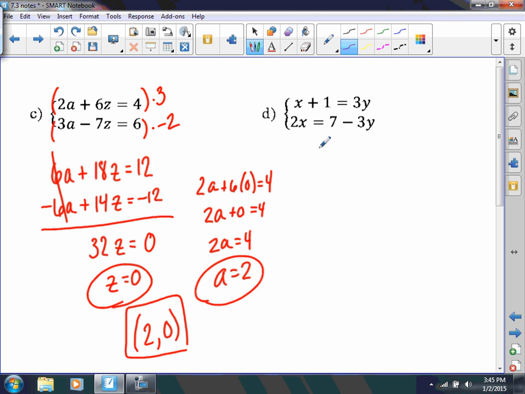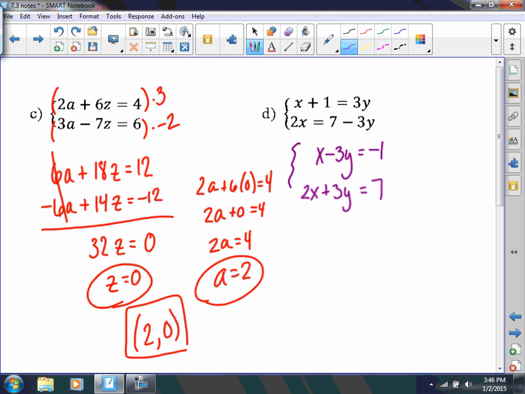Okay, so I'll have x minus 3y equals -1. So I'm just putting it in standard form. Now for the bottom equation, I'd have to move the 3y over to the left, so I have to add the 3y over. So I'll have 2x plus 3y equals 7. I don't have to do anything with the 7 because it was already on the right side.